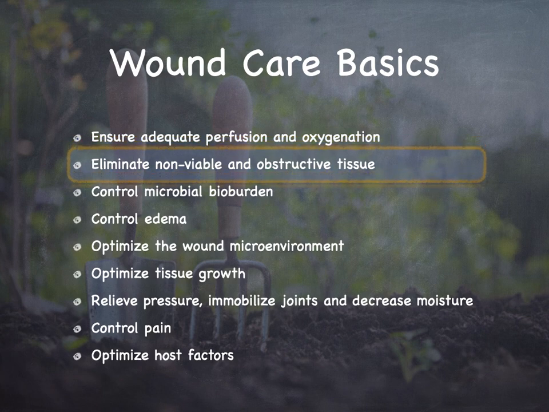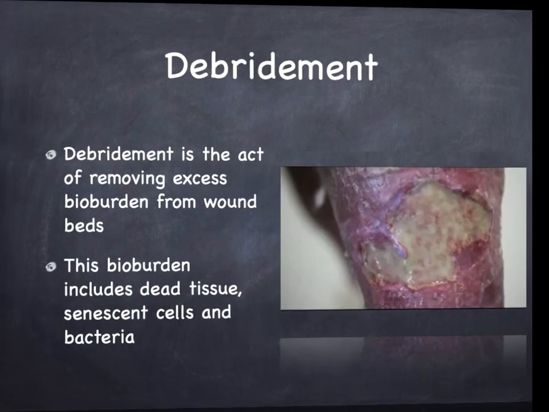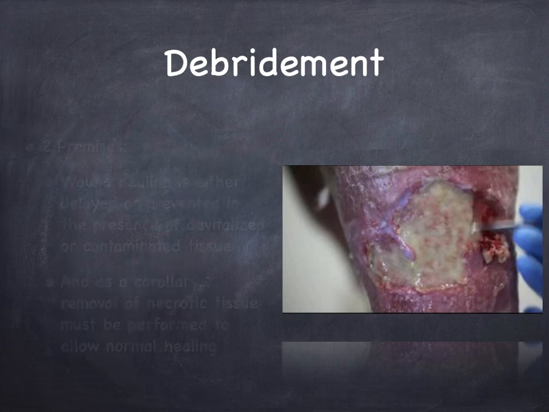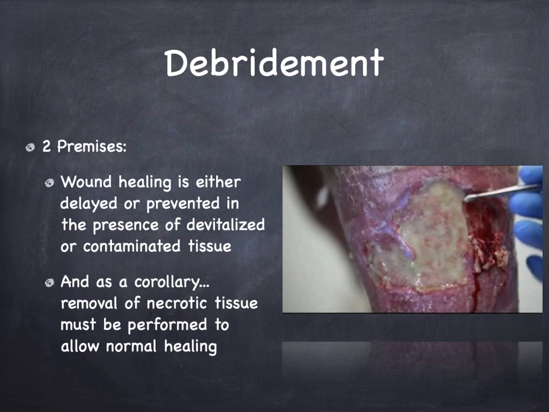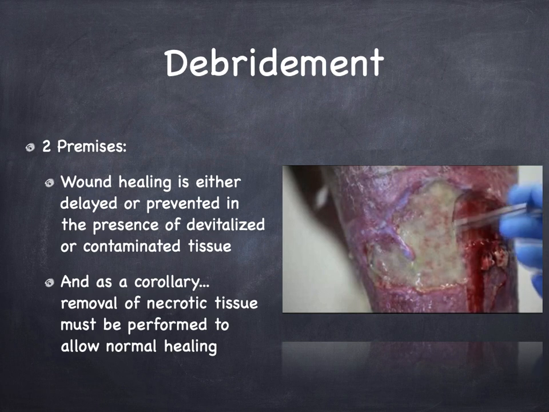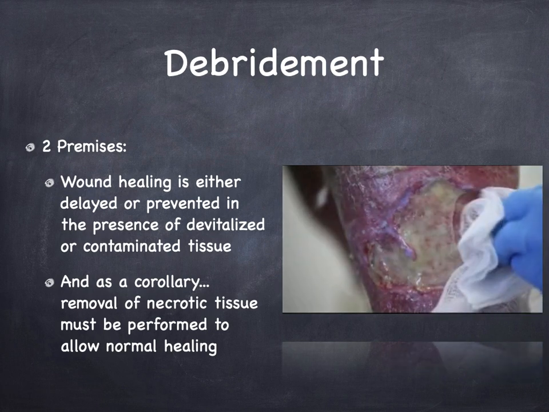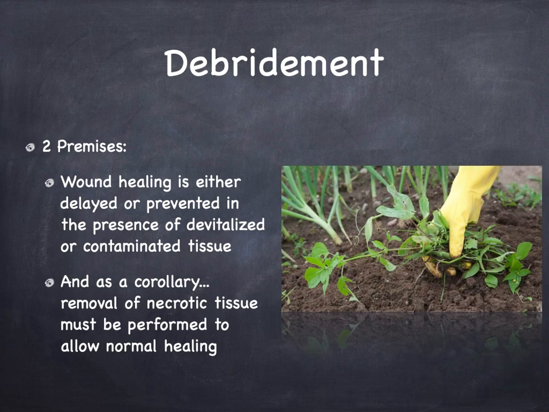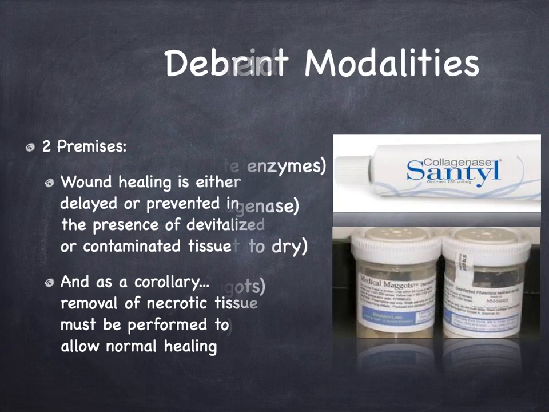The next topic has to do with debridement. Debridement is the act of removing excess bioburden from the wound beds. This bioburden includes dead tissue, senescent cells, and bacteria, and is based on 2 premises. Wound healing is either delayed or prevented in the presence of devitalized or contaminated tissue, and as a corollary, you must remove this to get appropriate healing. And going back to the gardening analogy, the way I describe it to my patients is a lot like taking the weeds out of the garden.